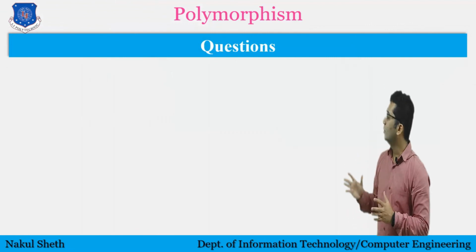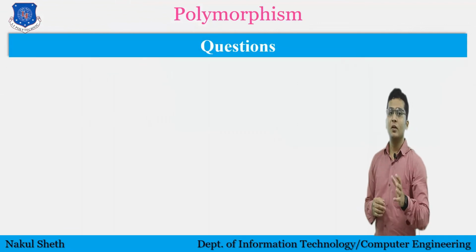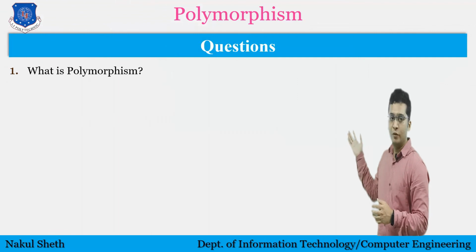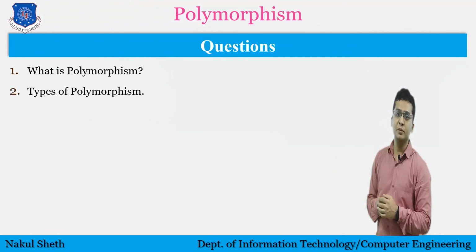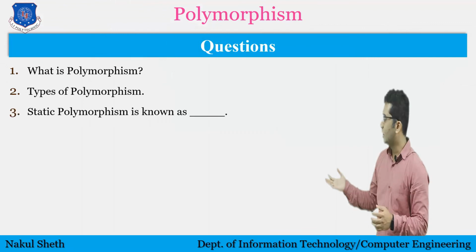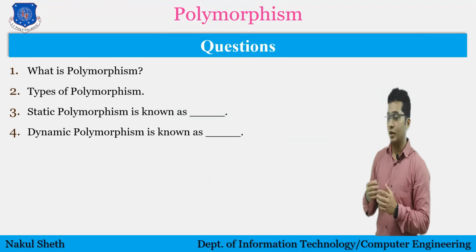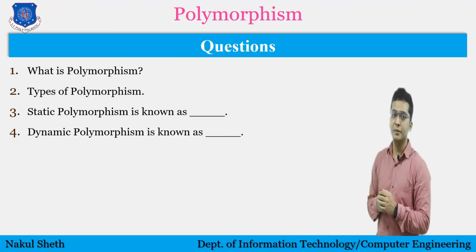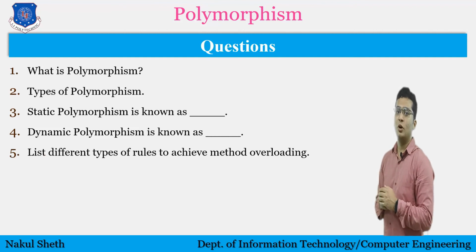Now let us see some important questions related to this topic. First question is, what is polymorphism? Second question, what are the different types of polymorphism? Third question is, static polymorphism is known as? Fourth question, dynamic polymorphism is known as? And the last question is, list the different rules to achieve method overloading.